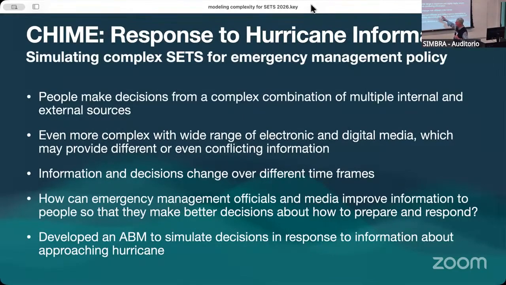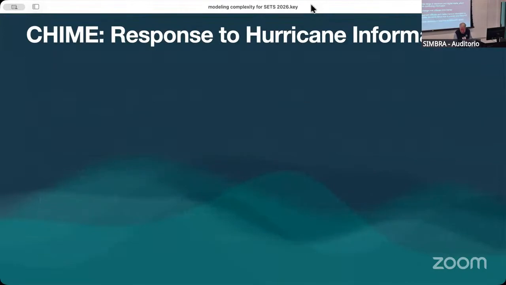Part of the reason we did this is because we now have all this electronic and digital media, so it's a much more information-rich environment today. And we wanted to ask how emergency management officials could do a better job of communicating to people in a way so that they would make the best decisions. They wouldn't evacuate when they didn't need to and block the roads, but they would evacuate early enough before hurricanes come to keep safe. And we developed an agent-based model to simulate this response, and we're still working with this now.